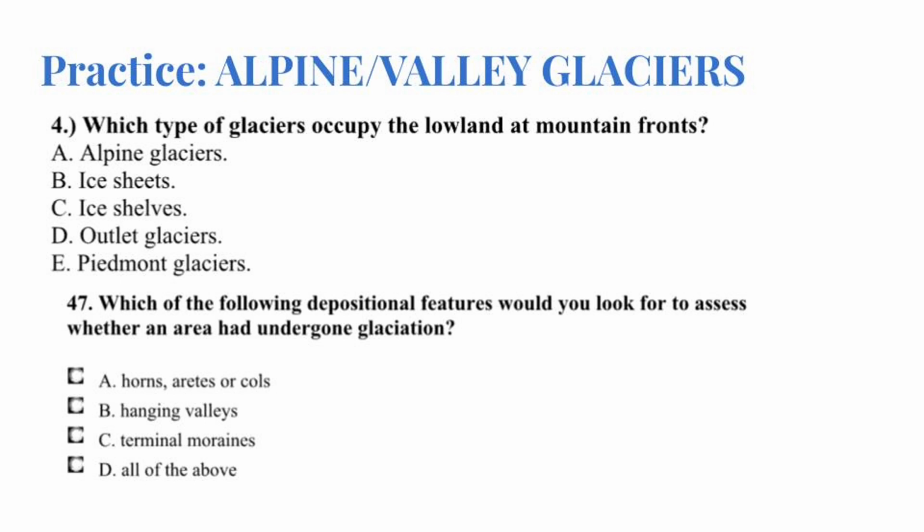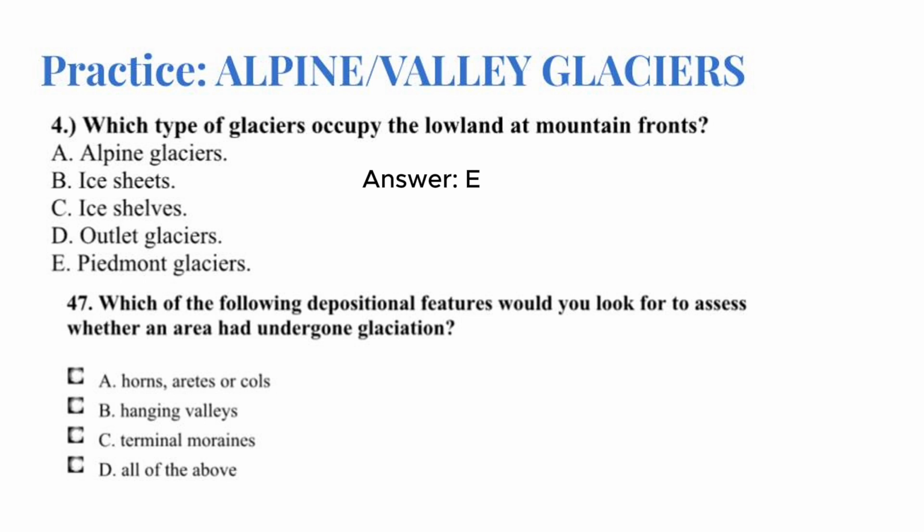Which type of glaciers occupy the lowland at mountain fronts? This would be E, Piedmont glaciers. Alpine glacier is a very general term that describes valley glaciers. Alpine glaciers involve cirques and hanging valleys, but the question specifies the mountain fronts and the lowland, so it will be Piedmont glaciers, since Piedmont glaciers spread on the floodplain area in a lobe shape or a fan shape.